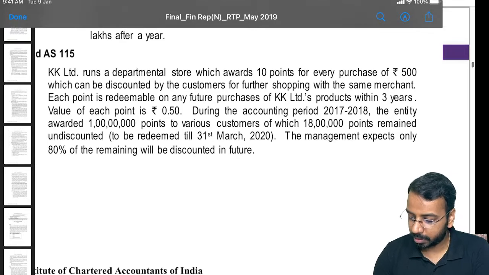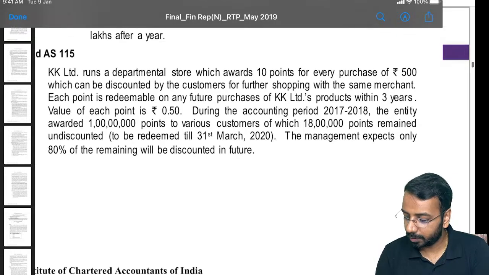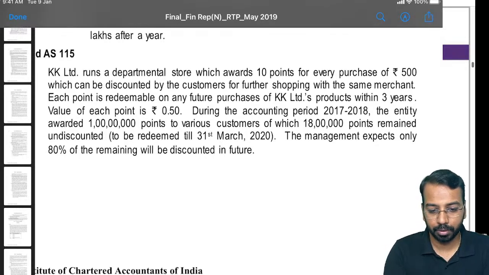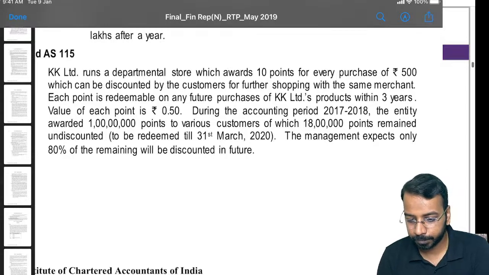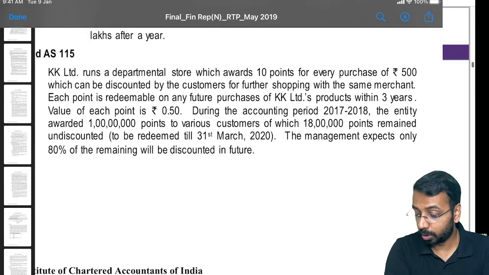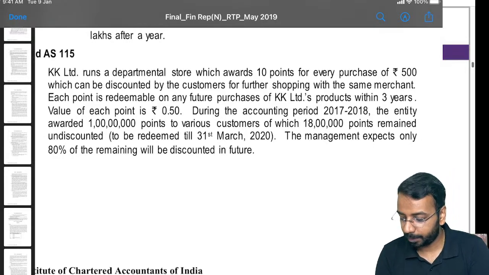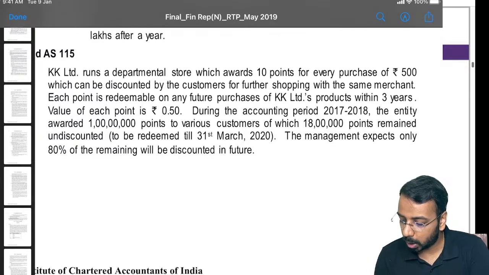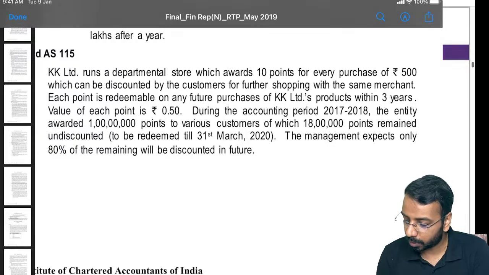KK runs a departmental store which awards 10 points for every purchase of 500, which can be discounted by the customer for further shopping with the same merchant. So, definitely mocks you should definitely take. There is no doubt about it. Okay, yeah. For further shopping with the same merchant. Each point is redeemable on any future purchase of KK Limited products within 3 years.